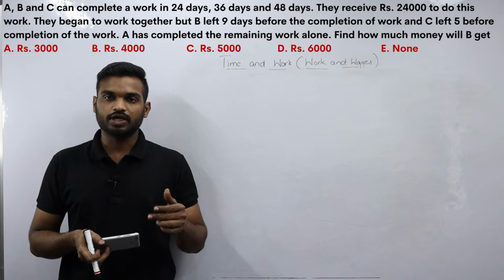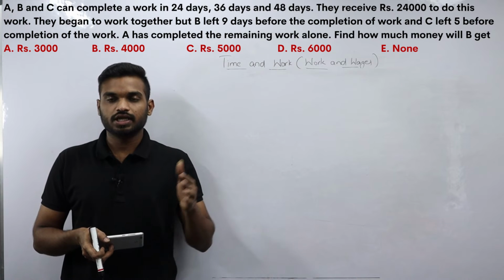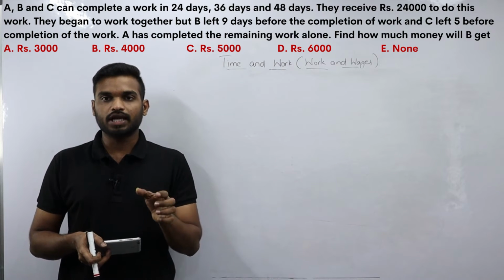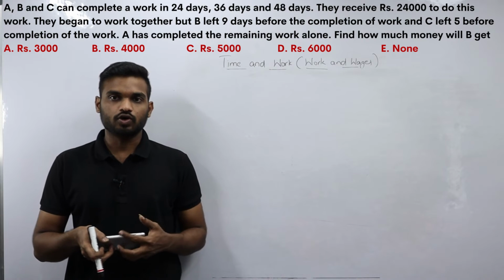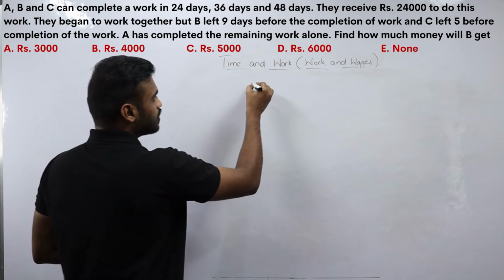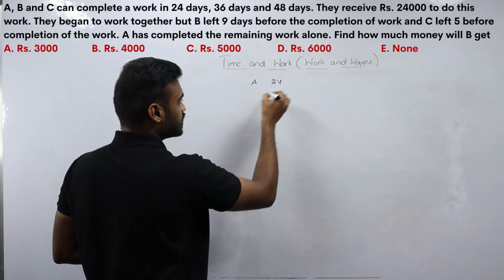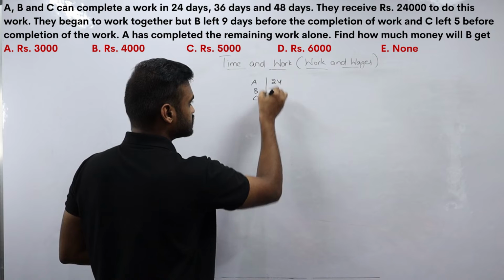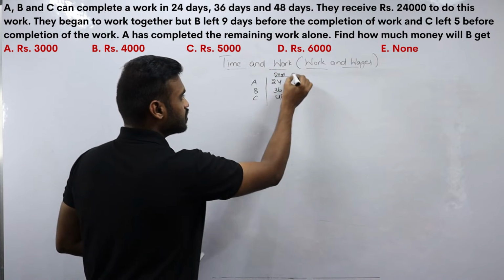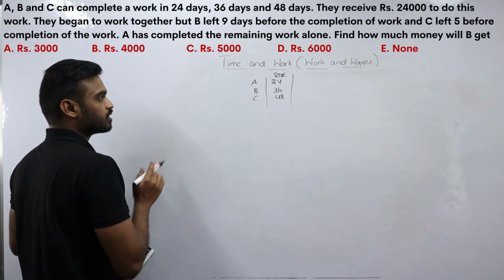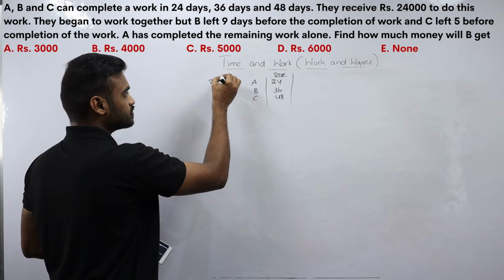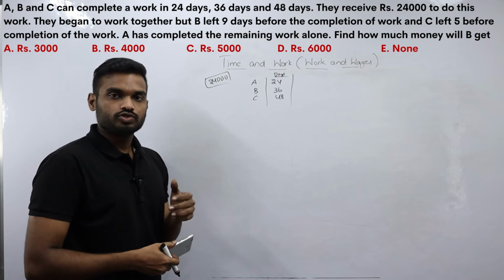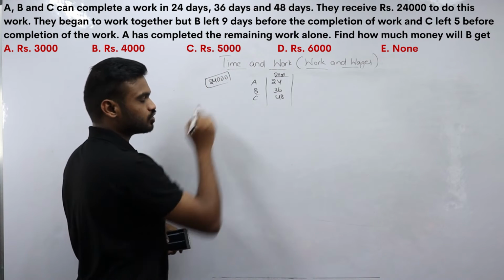In the previous problems we have seen that if a person started working together, he will be included in the work until the completion of the work. But in this problem they are saying people are leaving in between the work. Then let's see how to solve the problem. A can complete the work in 24 days, B in 36 days and C in 48 days. To complete this total work they are giving 24,000 rupees. So I need to find the share of B in this 24,000 rupees.